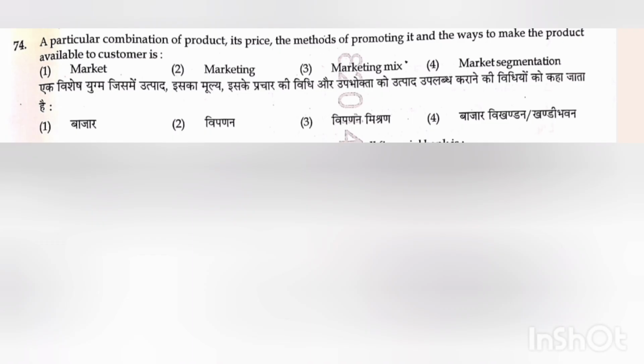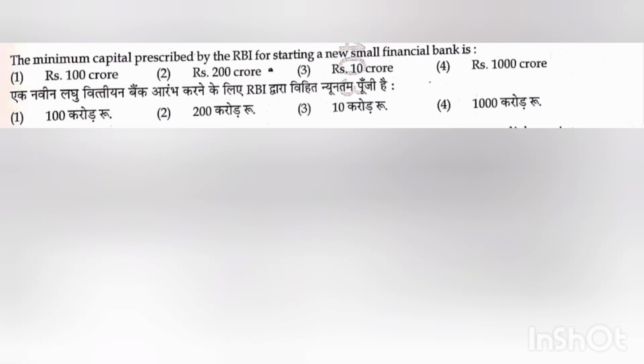The next question is a particular combination of product, its price, the method of promoting it, and the ways to make the product available to customer is marketing mix. Remember that it is not marketing, it is termed as marketing mix. The option is 3 marketing mix.